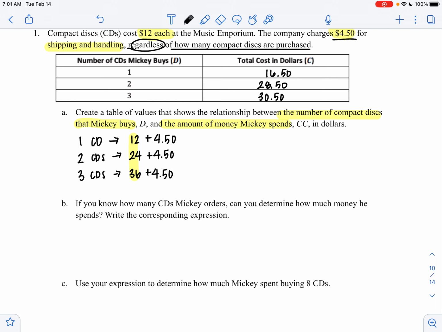If you know how many CDs Mikey orders, can you determine how much money he spends? Well, yeah, we see the pattern right here in our work for question 1. We know that we're multiplying the number of CDs he buys by 12, right? We saw that here. If he bought 1 CD, it was 12, 2 CDs was 24, 3 CDs was 36. But then we had to add on the shipping of $4.50, which doesn't change based on how many CDs you buy.